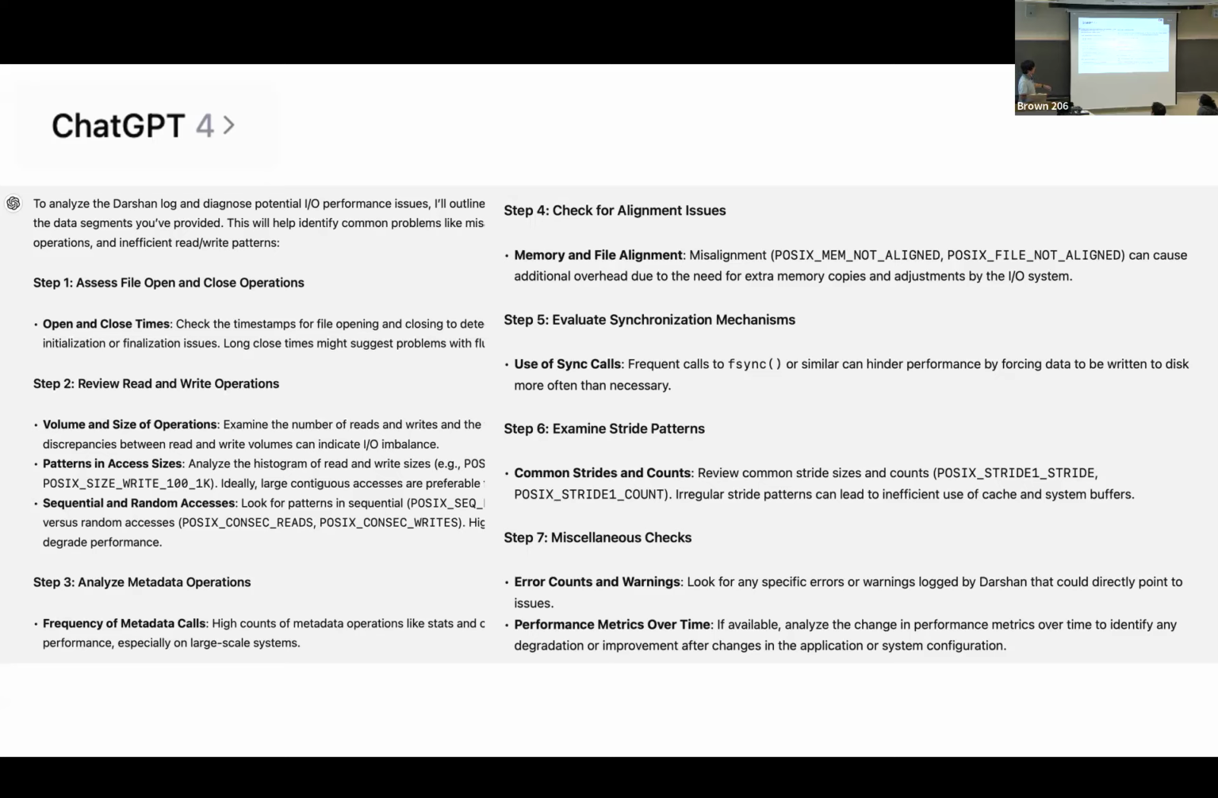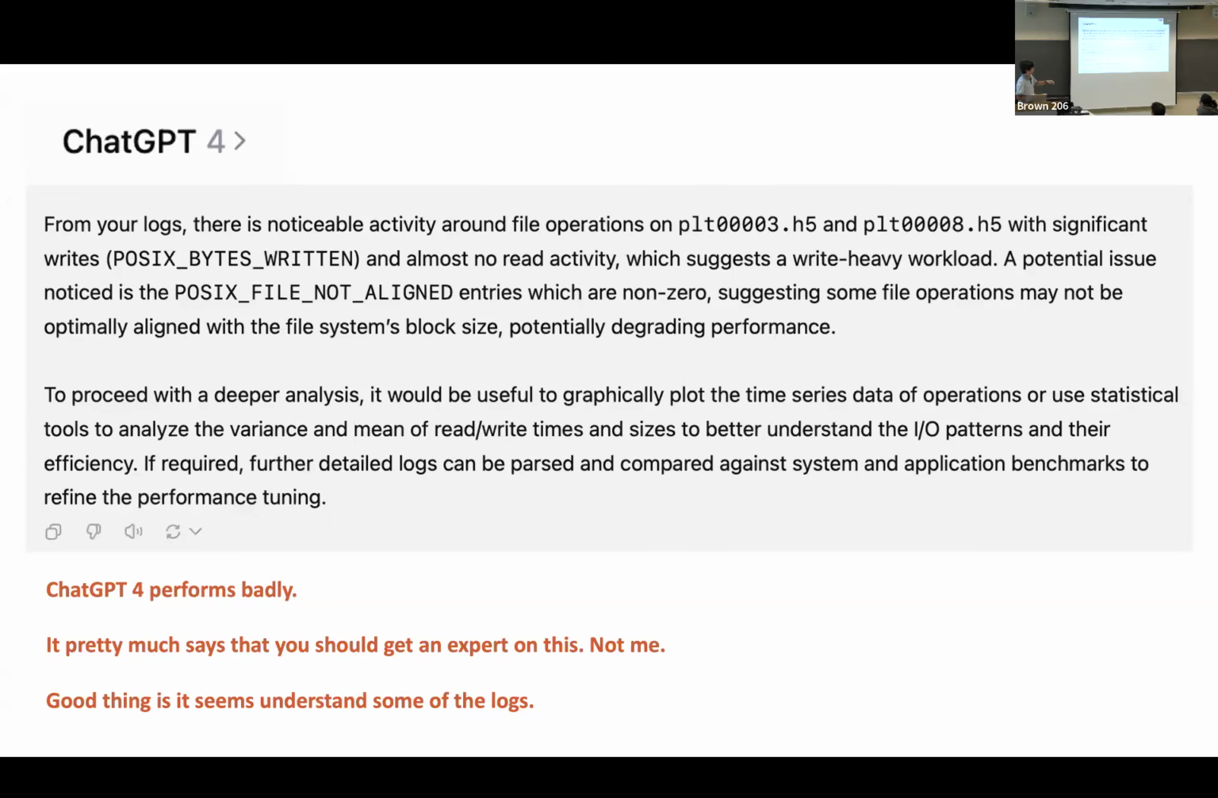And if you read those, those are typical ChatGPT outputs, right? There are a lot of things, but it's just meaningless. It says if you want to do that, you can first check open and close time. You can first check the volume and set operations, etc. And there's a summary that says from the log, there's blah, blah, blah. And to proceed with a deeper analysis, it would be great to plot the time. It would be great to do something else.